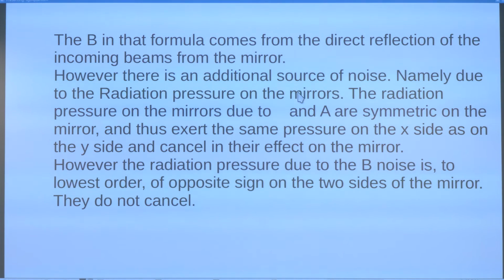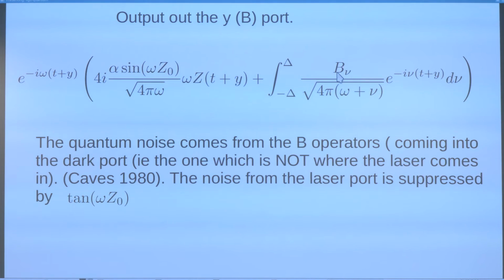Now, this factor of B in that formula comes about because of the reflection of the radiation off the mirror. And that comes right back out the port that it came in, namely the dark port. So this is the noise due to the direct reflection. Z is due to the noise caused by the motion of the mirror. And this term turns out to be responsible for the shot noise.